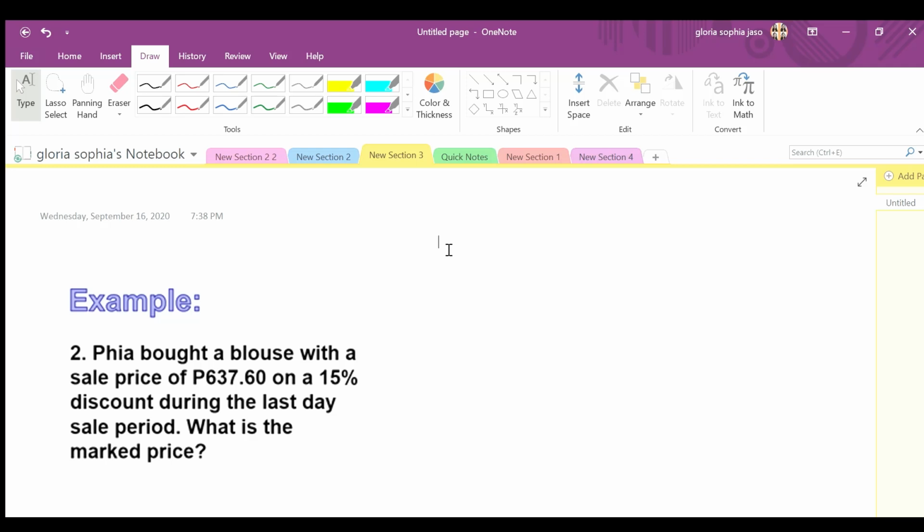Sample 2, Pia bought a blouse with a sale price of 637.50 pesos on a 15% discount during the last day sale period. What is the mark price? So, first, let X be equal to the mark price.